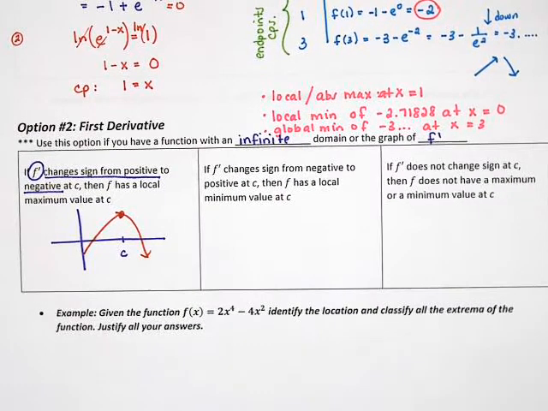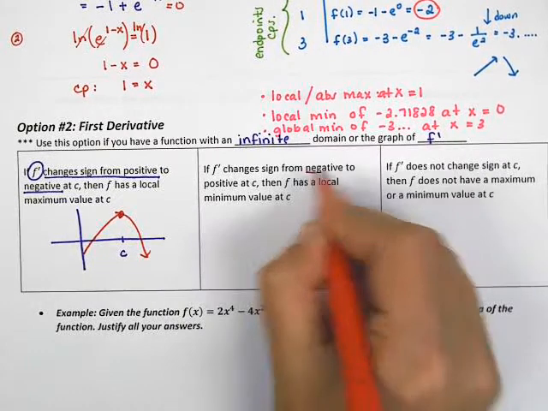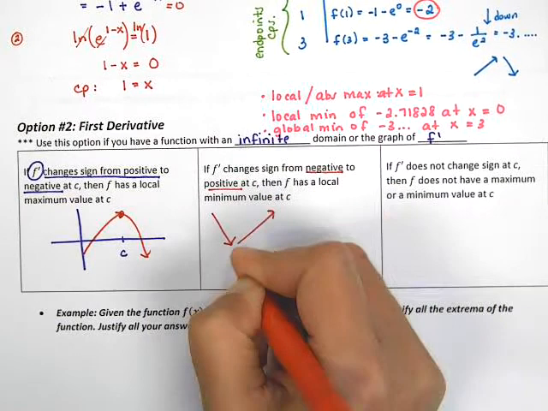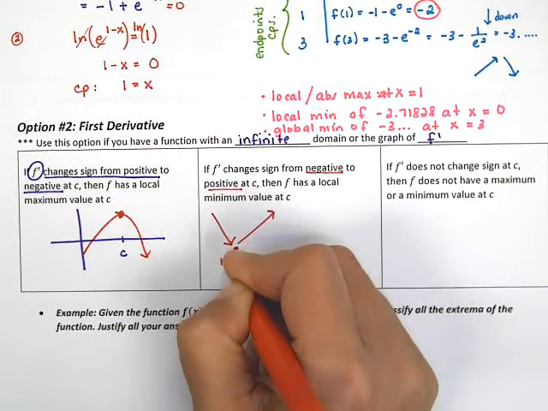If f prime changes signs from negative to positive, so if it's going downhill and then uphill at this number, then there must be a min.